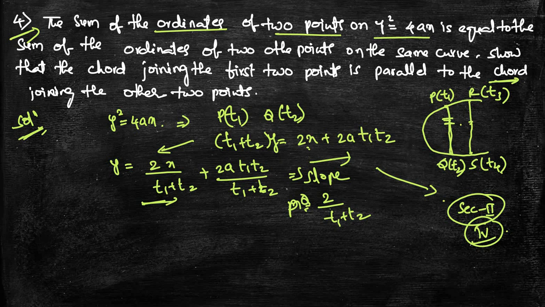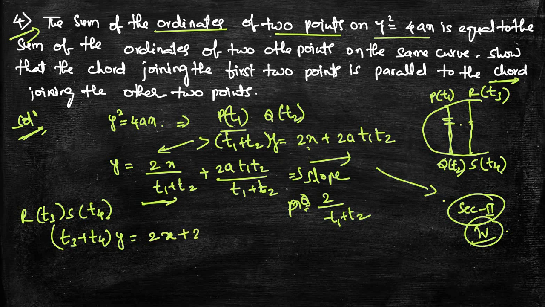Again we have to take another chord, RS, where R is t3 and S is t4. The equation of the chord between these two points is (t3 + t4)y = 2x + 2a t3 t4. Now this slope is also 2/(t3 + t4).